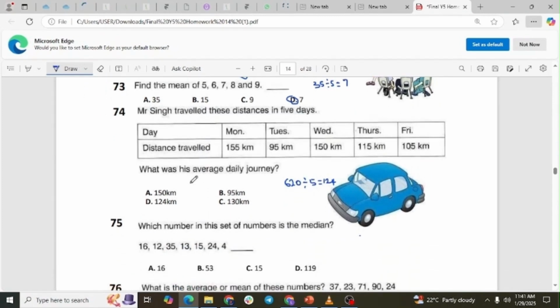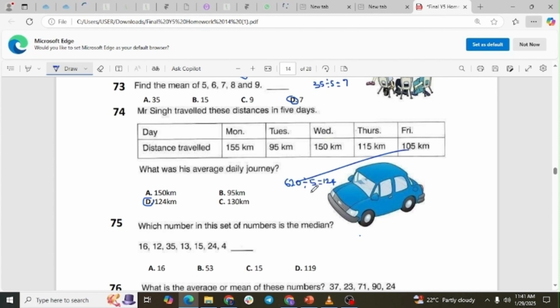Question 74. What was Mr. Singh's average daily journey? Correct answer D, 124 kilometers. Explanation. Add all the distances. 155 plus 95 plus 150 plus 115 plus 105 equals 620. Divide by 5 days.